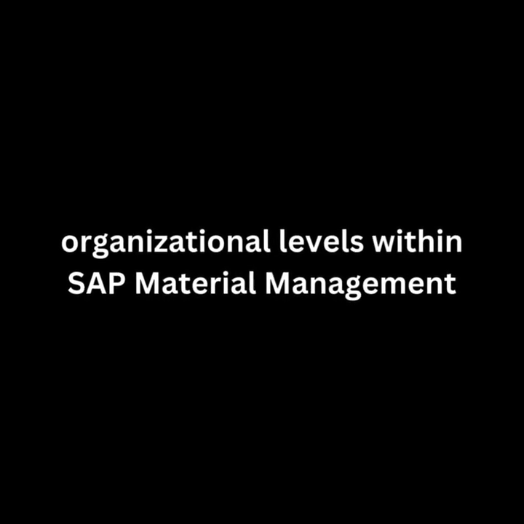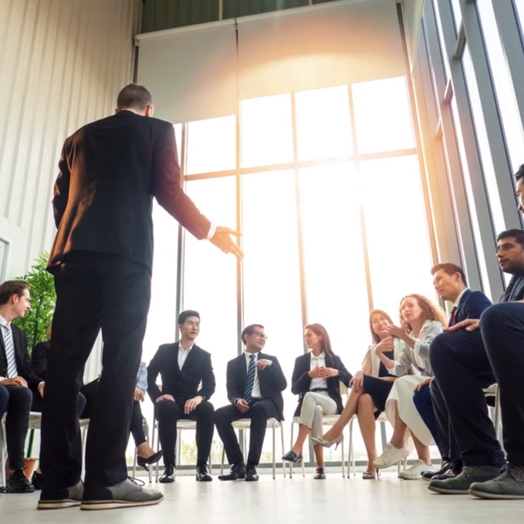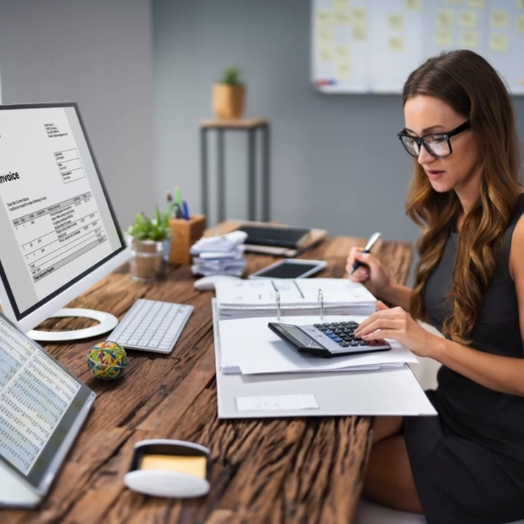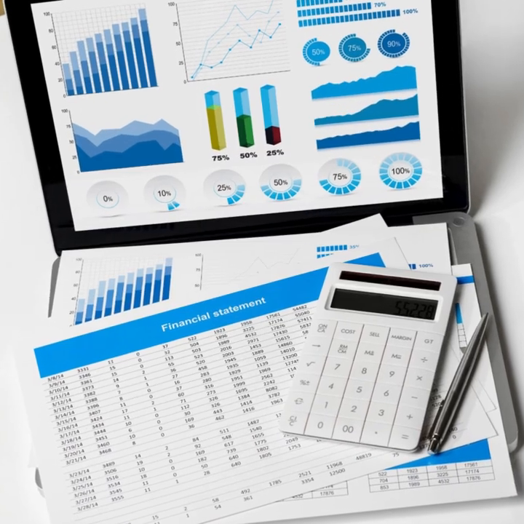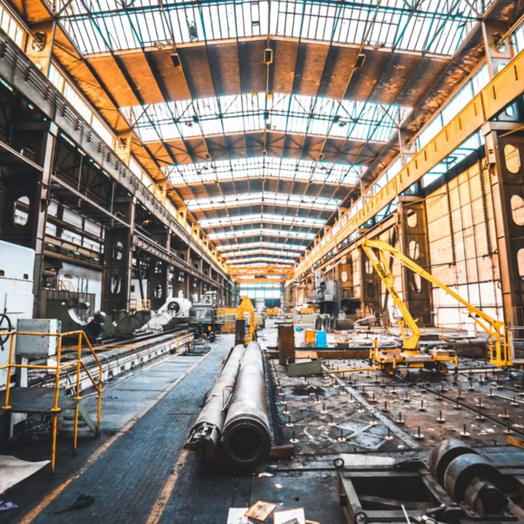Now, let's touch on the organizational levels within SAP Material Management, which are critical for managing procurement processes effectively. Client, the highest organizational unit representing a corporate group. Company code. This represents an independent accounting entity required by law to maintain financial statements. Plant, the location where inventory is stored and production occurs.